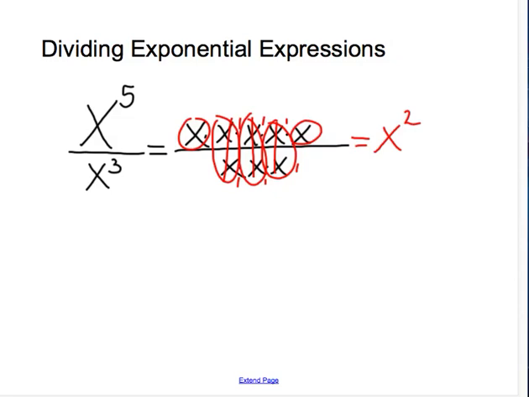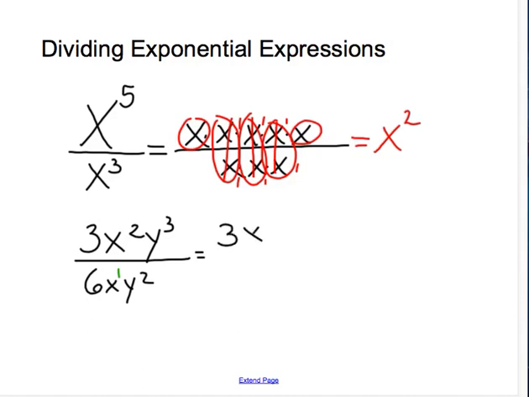Let's try something that's a little bit trickier, shall we? Let's say 3x squared y cubed divided by 6xy squared. Now if it helps you, you can write a little 1 that would be otherwise invisible over the 6x, over the x that's with the 6 in the denominator. I would encourage you once again to expand everything out. 3x, x, y, y, y, divided by 6x, y, y.